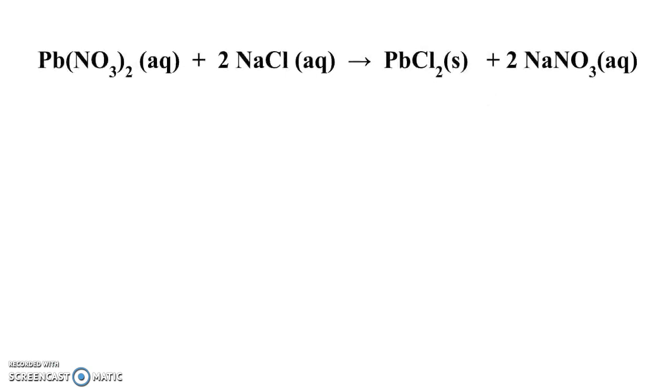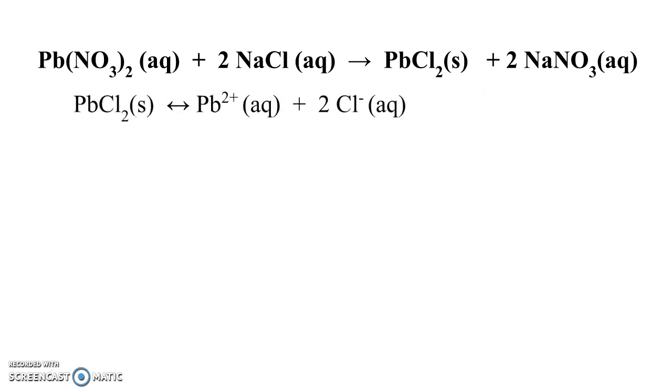So if we take this example, we have lead(II) nitrate plus sodium chloride makes our lead(II) chloride solid. Again, those solubility rules you're going to have to know for the AP exam, especially that lead and silver chlorides both make precipitates. We have written net ionic equations before, but now what we're going to do is essentially flip it.